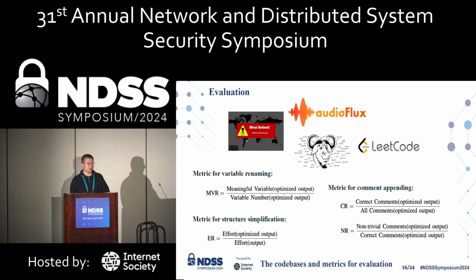We also evaluate DeGPT on various code bases, including Mirai botnet, AudioFlux, Coreutils, and LeetCode. We define various metrics for evaluation. For example, we define MVR, meaning meaningful variable ratio, to evaluate the performance of variable renaming. We also define CR, meaning correct comment ratio, and NR, meaning non-trivial comment ratio, to evaluate the performance of comment appending. We define ER, meaning effort ratio, to evaluate the performance of structure simplification.